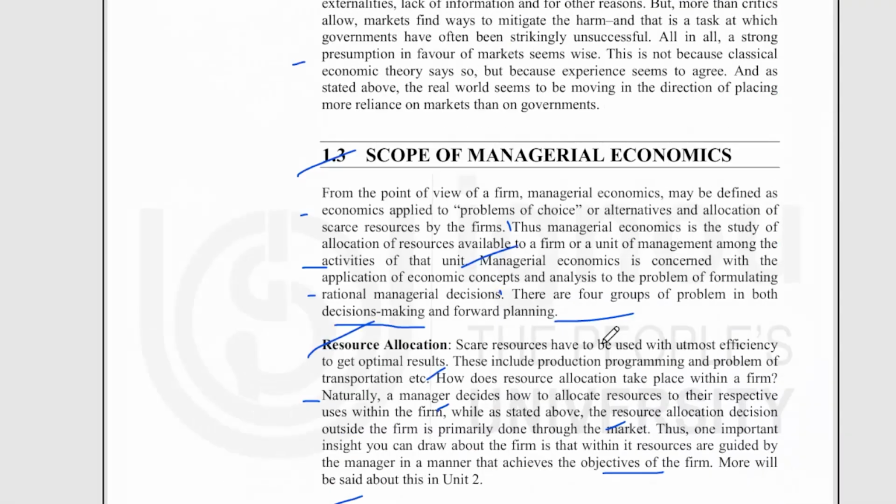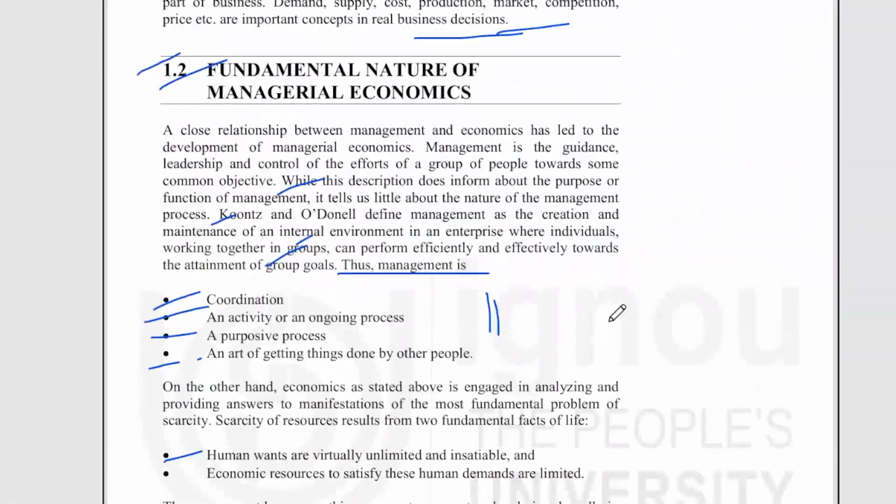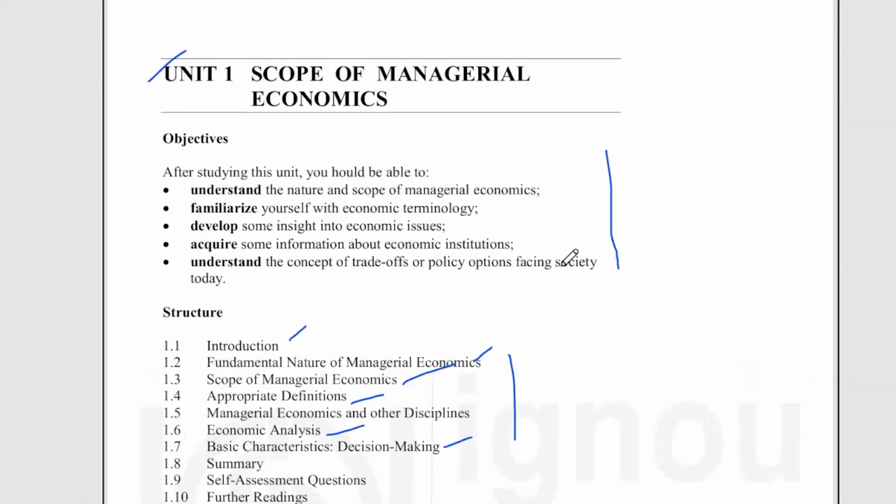So far we discussed the scope of managerial economics and the fundamental nature of managerial economics, and just an introduction to managerial economics we discussed so far, and for further sessions we will discuss in the next video.